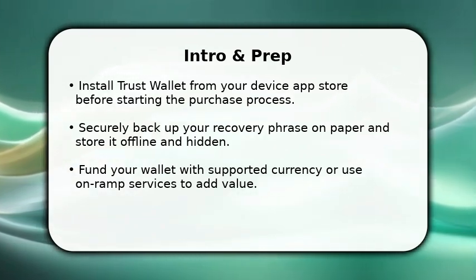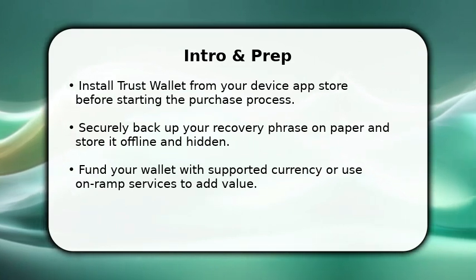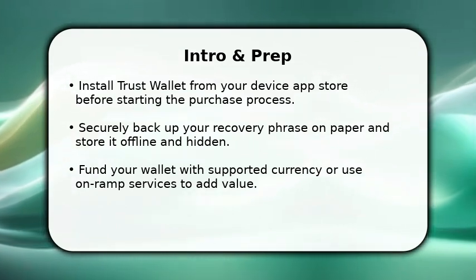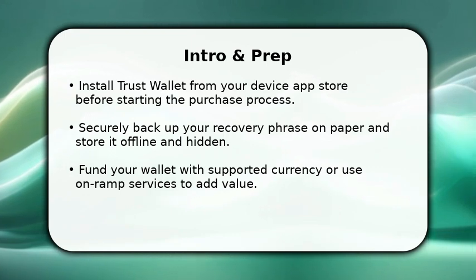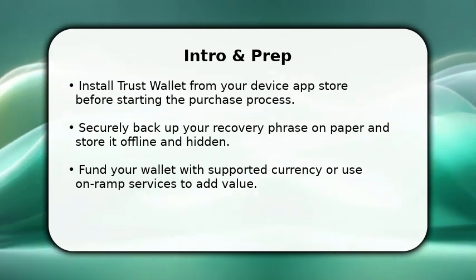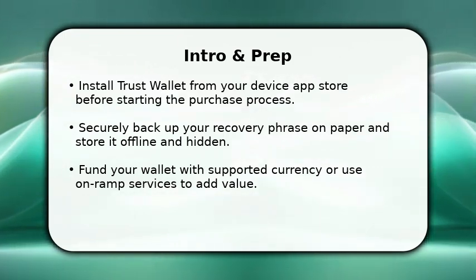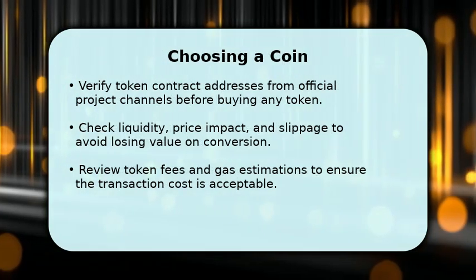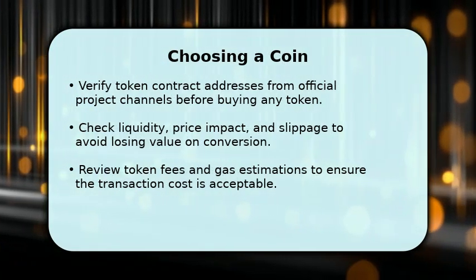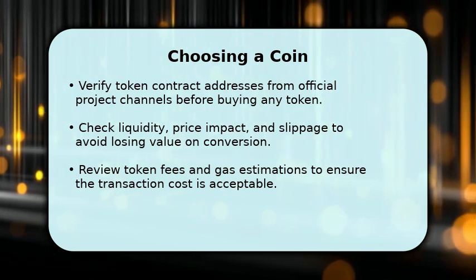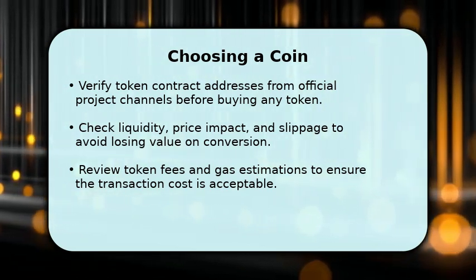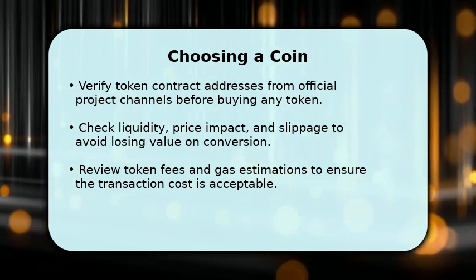Use the built-in swap or D-app browser for purchases, reviewing slippage, fees, and gas costs. Always verify token details and trade small amounts first to confirm everything works. Next, pick the coin you want to buy by confirming the official contract address. Compare liquidity pools and recent volume to make sure you can buy without extreme price impact.